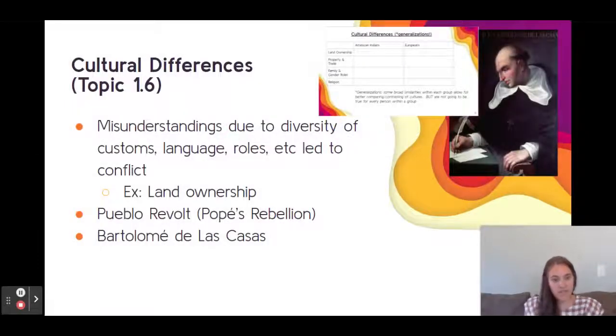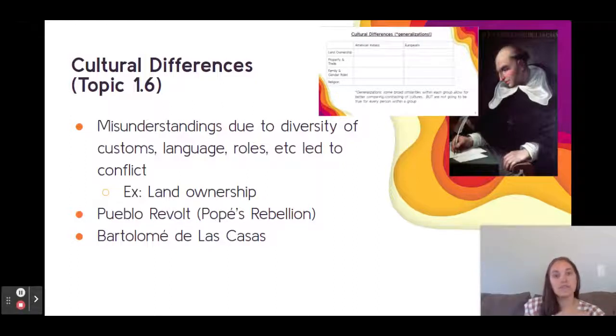Okay, and then your last real content objective in this unit is going to be cultural differences. So talking about misunderstandings over land ownership, family and gender roles, and how that led to conflict. And the most significant conflict that you want to know is going to be the Pueblo Revolt, also known as Pope's Rebellion. And this one is emphasized in the APUSH curriculum because the Pueblo were actually successful. They were able to overthrow the Spanish in much of the American Southwest, and so then they were able to go back to their traditional way of life for about 10 years before the Spanish came back in.